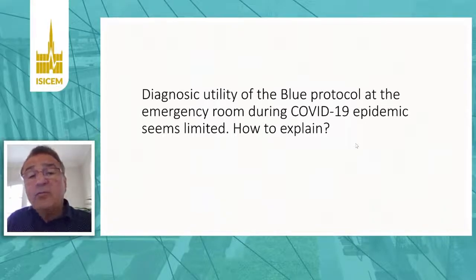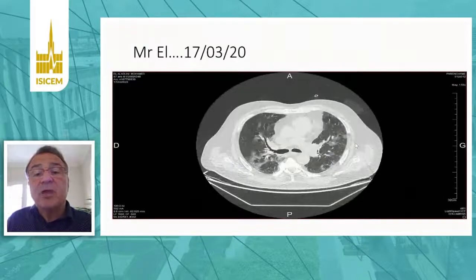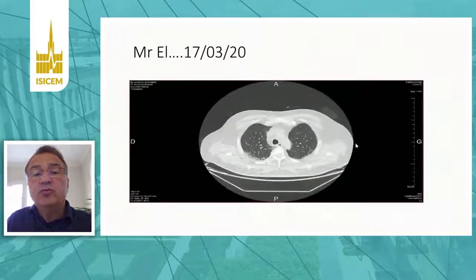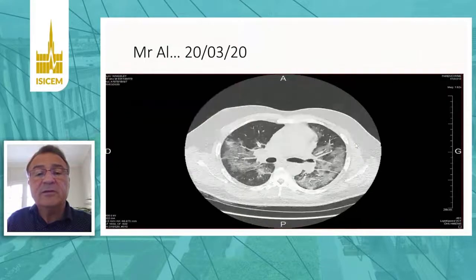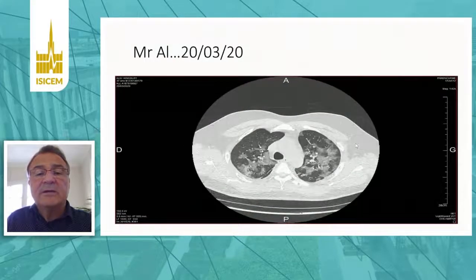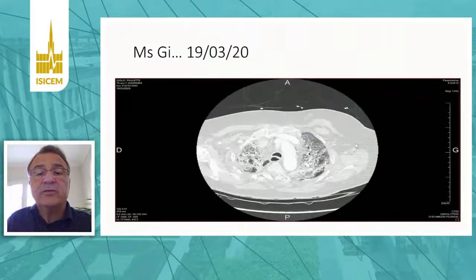And so how to explain that we got such low accuracy of this Blue Protocol? For that, I would like to show you some CT scans of patients with pneumonia due to coronavirus infection. You see that most of the time the lesions are very severe and bilateral. And you see here, for example, a very severe patient with this CT scan.